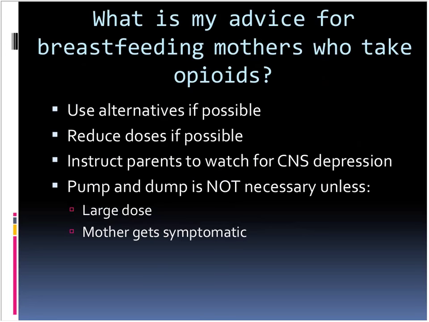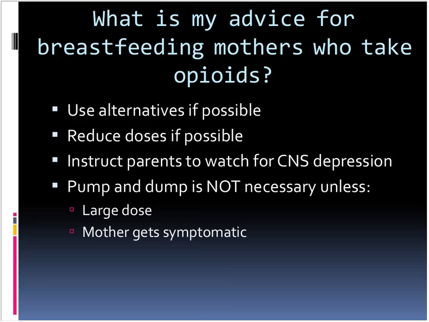Personally, what's my advice for breastfeeding mothers? I see these patients sometimes, and they have an acute event and they need pain medication or desire pain medication, and ask if they should use opioids. I think, keeping in mind that 20% of infants of mothers who use oxycodone will have CNS depression, you have to tell your patients that. Using alternatives if at all possible, using reduced doses if at all possible.